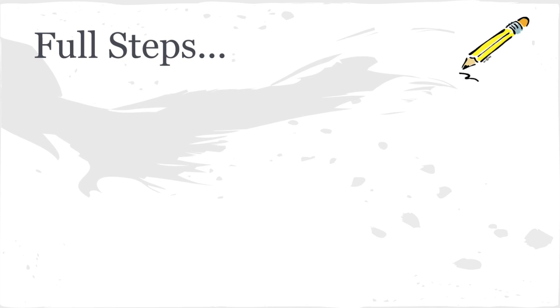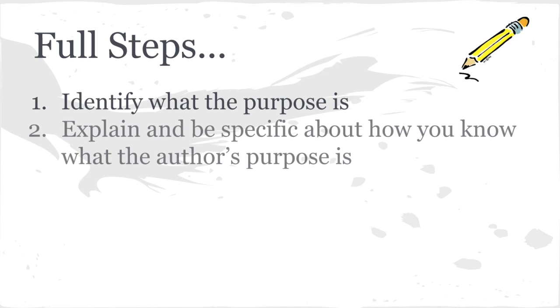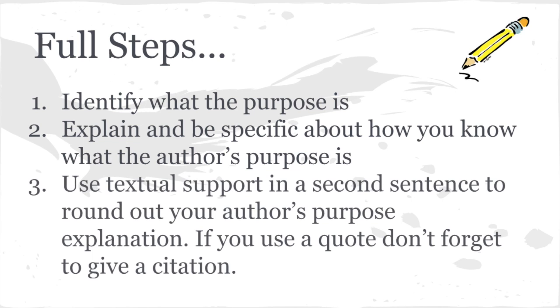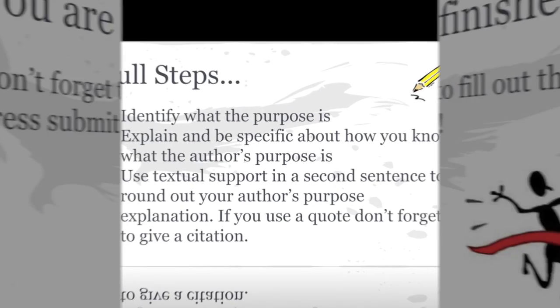All right, so the full steps for this part of the proficiency. You're going to identify what the purpose is: to entertain, to persuade, to inform. Remember, easy as pie, so persuade, inform, or entertain. Explain and be specific about how you know what the author's purpose is. And if you can, use textual support in a second sentence or so to round out your author's purpose explanation. If you use a quote, don't forget to give citation.